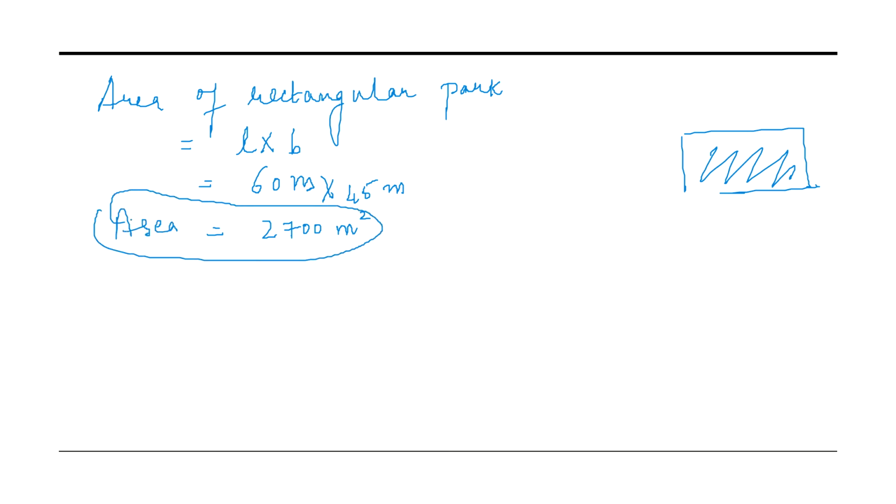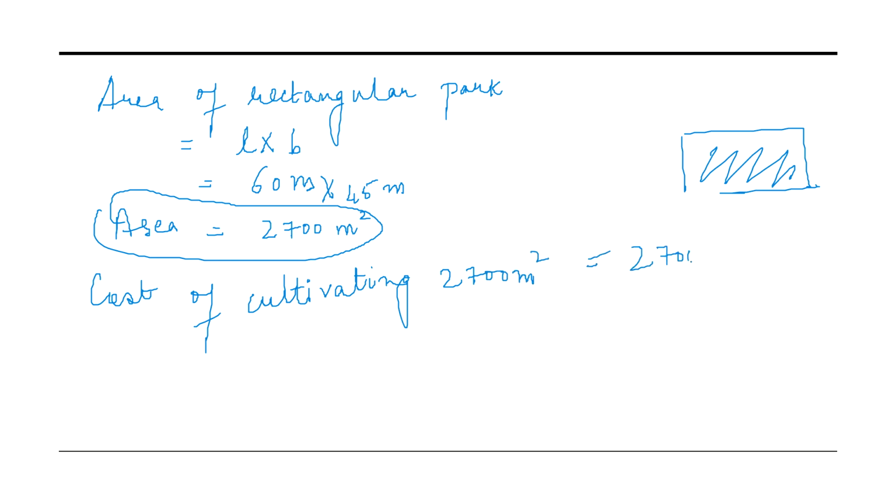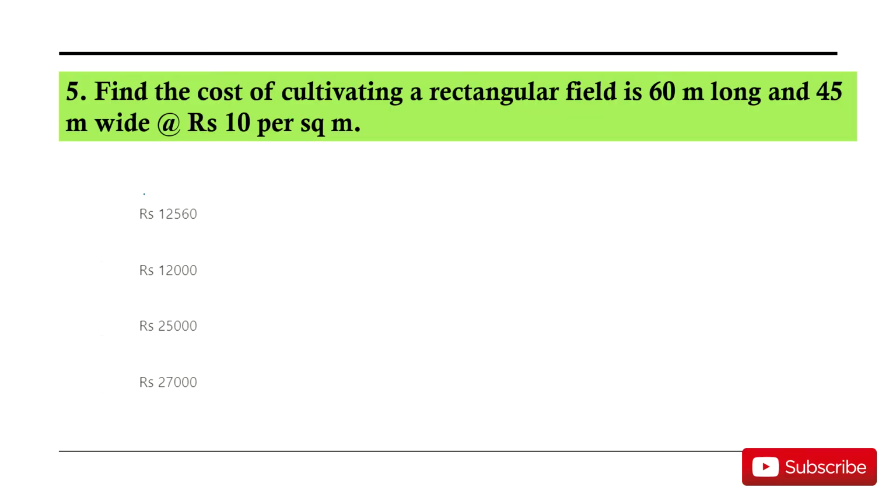Now once I've got the area, next is the cost of cultivating. You know that 1 meter square of land costs rupees 10. So the cost of cultivating 2700 meter square is 2700 into 10, multiplied by rupees, which is rupees 27,000. Yes, I have this correct option. Option number 4 again, that is rupees 27,000.